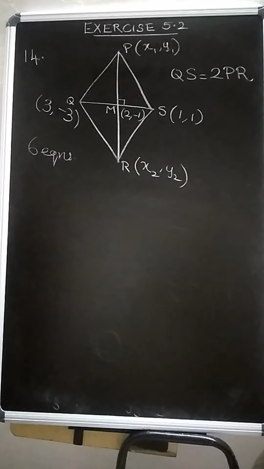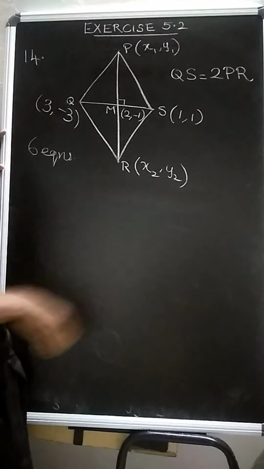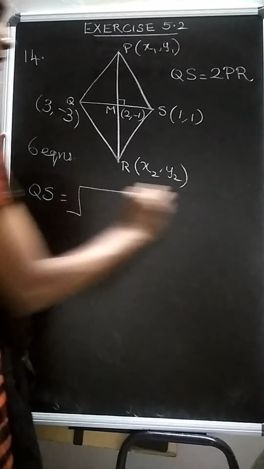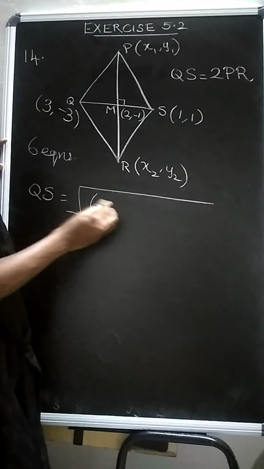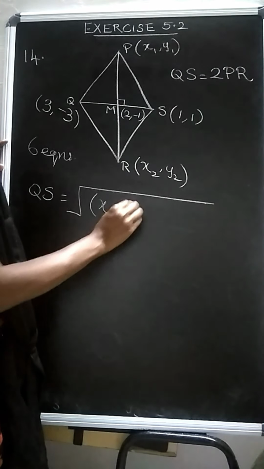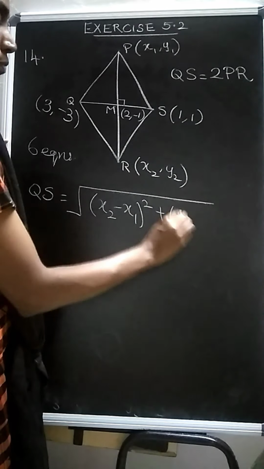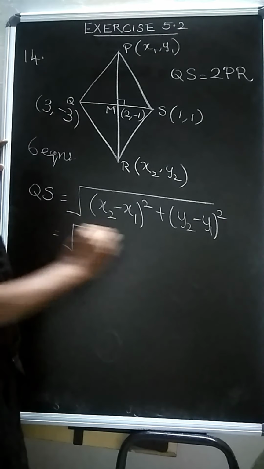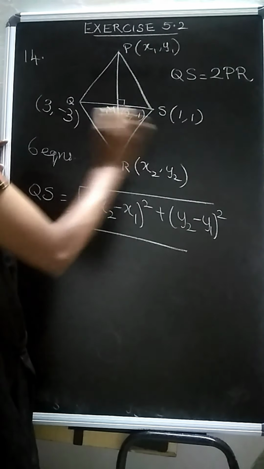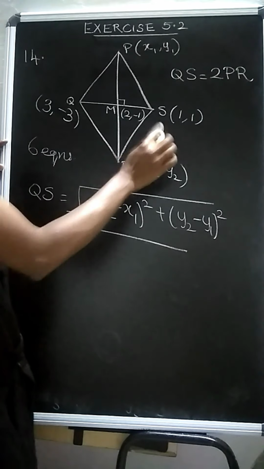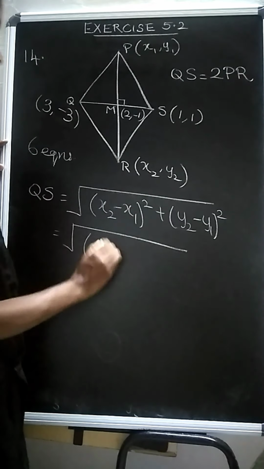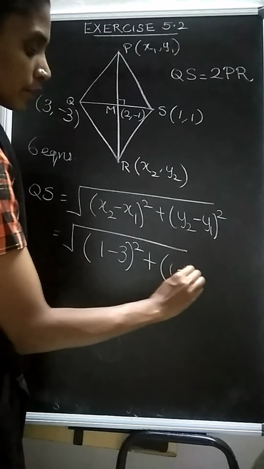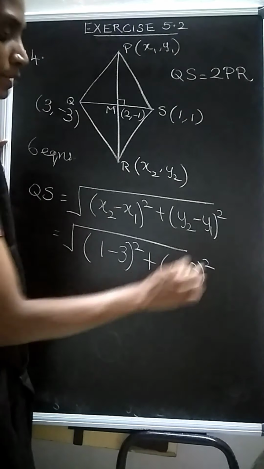Next, what is given in the question? QS is equal to 2PR. So using the distance formula, I am going to find the value of QS. What is your distance formula? Square root of (x2 minus x1) the whole square plus (y2 minus y1) the whole square. So we are going to find the distance between Q and S. (1 minus 3) the whole square plus (1 plus 3) the whole square. Minus minus becomes plus.